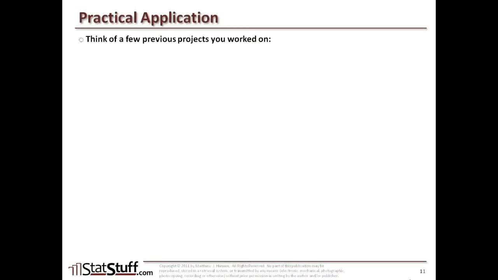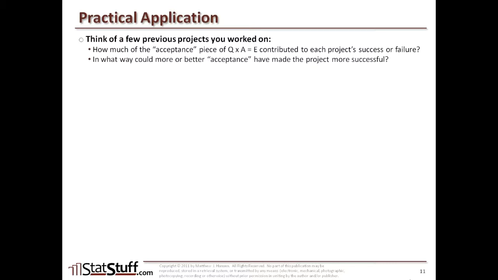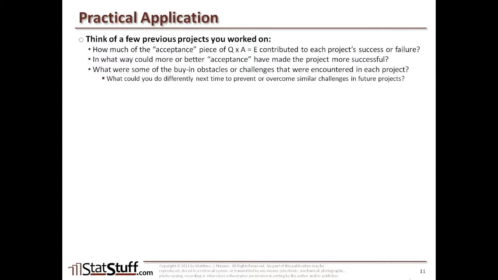All right, before we close this lesson, let's discuss how we can apply some of these concepts in a practical way. I'd like you to think of a few projects you might have worked on in the past in your organization and ask yourself how much of the acceptance piece of the Q times A equals E has contributed to the success or failure of each of those projects. And in what way could more or maybe better acceptance have made each of those projects more successful? And what were some of the buy-in obstacles or challenges that you might have encountered in each project? And what could you do differently next time in order to prevent or maybe even overcome similar challenges in future projects?